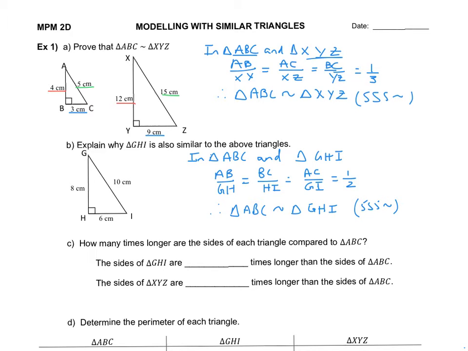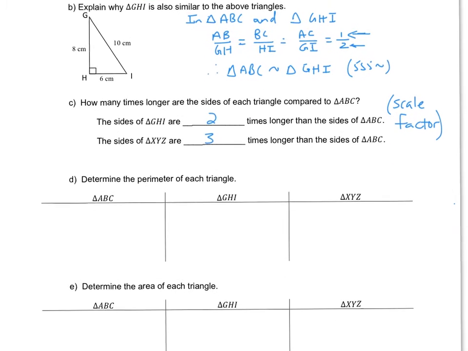So how many times longer are the sides of each triangle compared to triangle ABC? Triangle GHI has side lengths twice as big as triangle ABC, so 2 times longer. Sides of triangle XYZ are 3 times longer. These numbers are called the scale factor. This is the scale factor that you should know. It's what we're multiplying each side by to get to the other triangles.